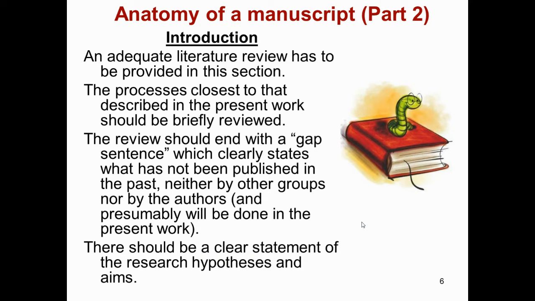Introduction. An adequate literature review has to be provided in this section. The processes closest to what is described in the present work should be briefly reviewed. The review should end with a gap sentence, which clearly states what has not been published in the past, neither by other groups nor by the authors, and presumably will be done in the present work. There should be a clear statement of the research hypothesis and aims.